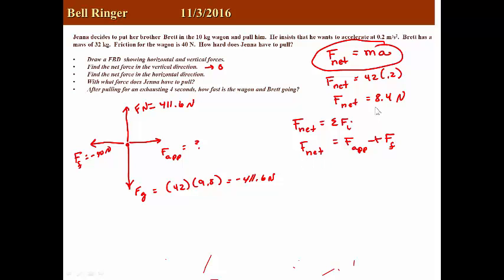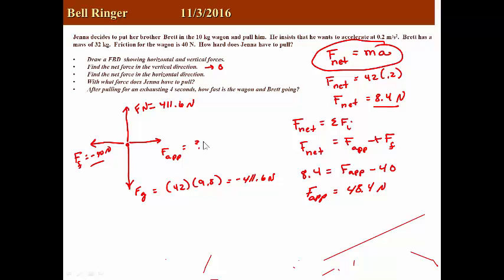I always kind of mess around. So I have F net from up here, so I'm going to put that in, 8.4. Okay, force applied I don't have. And force of friction I have, so that's a negative 40, so I'm just going to erase the plus and make it negative 40. So force applied is equal to 48.4 newtons. So now I can erase that and say it's 48.4 newtons.